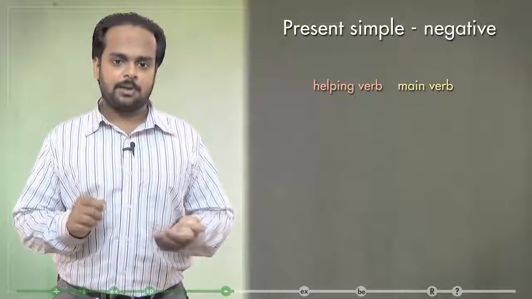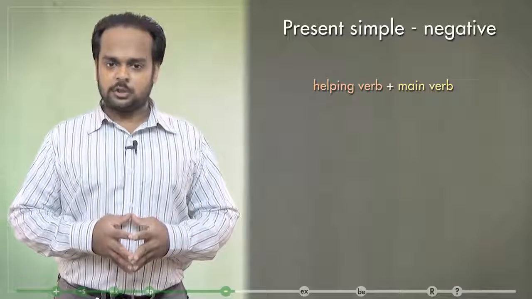To talk about making negative sentences, you need to know a little secret about the English language. This is important for making negative sentences in any tense, not just the present simple. The secret is that most English sentences have 2 verbs, a main verb and a helping verb.